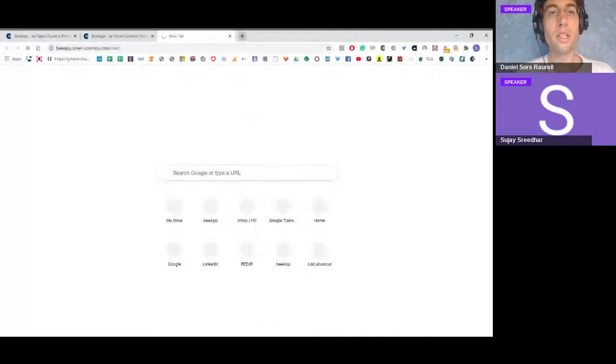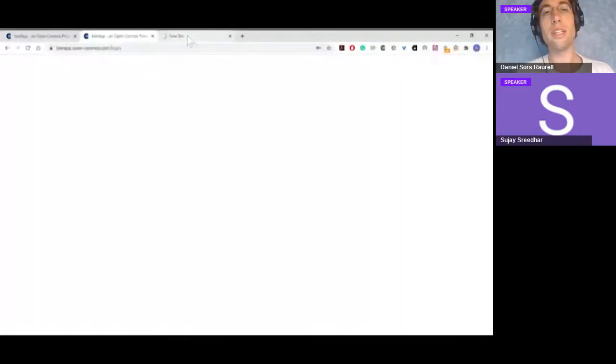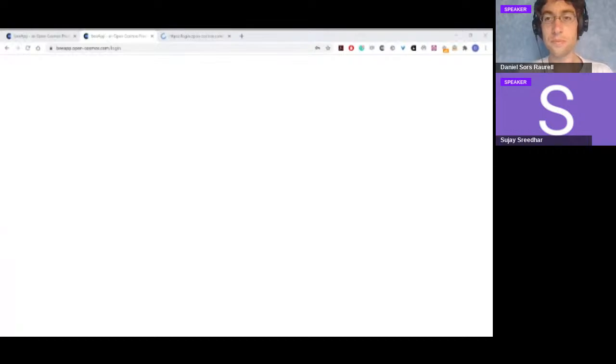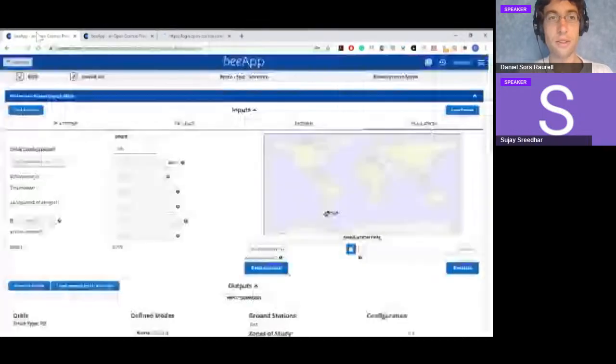There we go. So you can log in directly in the new version that is in beta mode by signing up directly there, and you will be able to create your own user and password, so your own credentials. Let's see if it goes because I have so many tabs open.